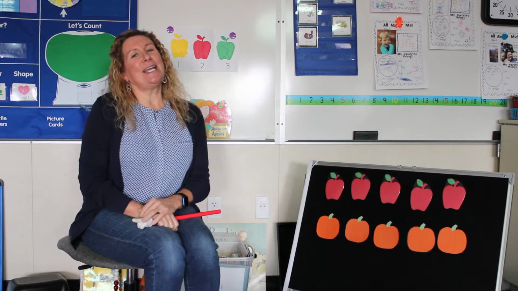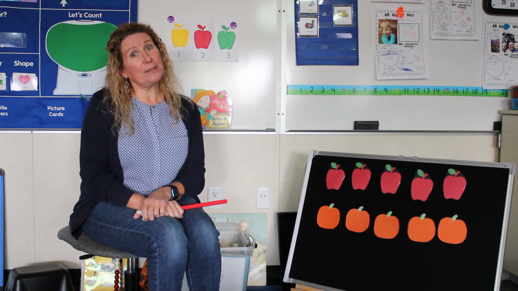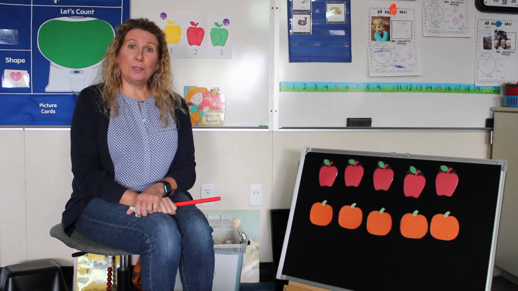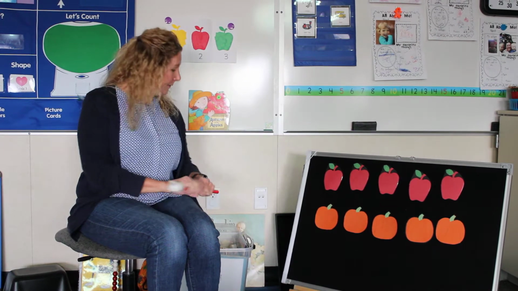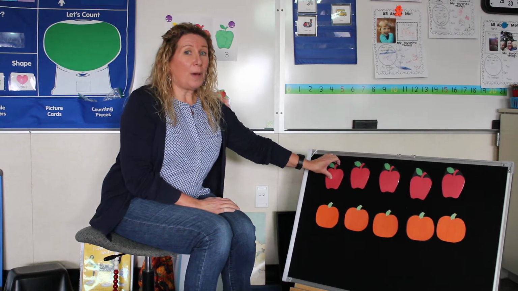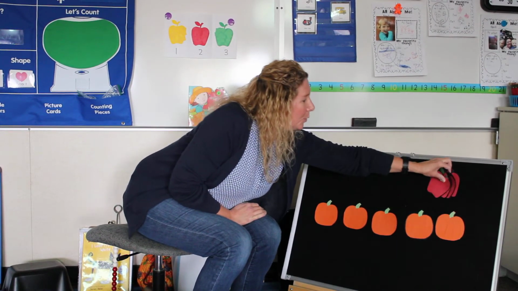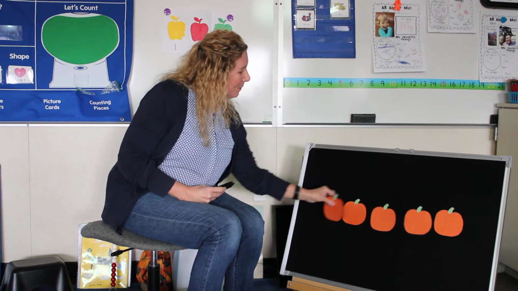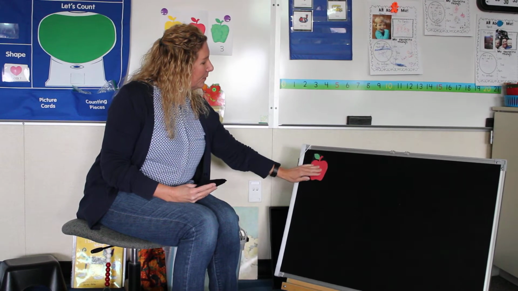Now, today we're also going to learn about patterns. We haven't talked about this in preschool yet, but a pattern is when you keep repeating something over and over again. Now, we're going to make a pattern with pumpkins and apples. So let me take my apples off the board. Let me take my pumpkins off the board.